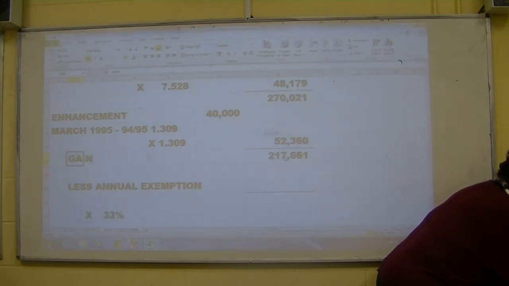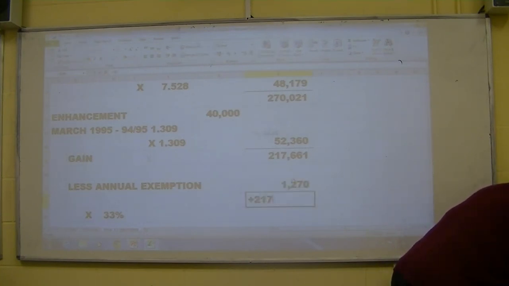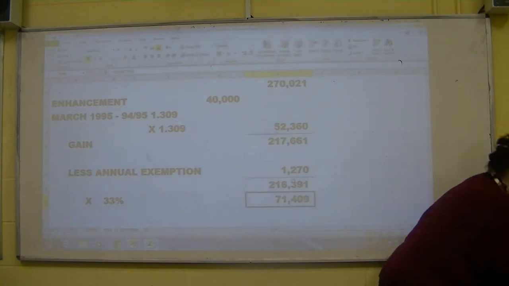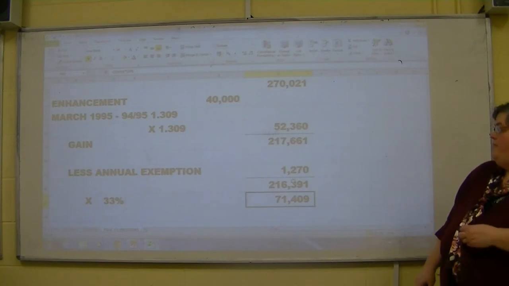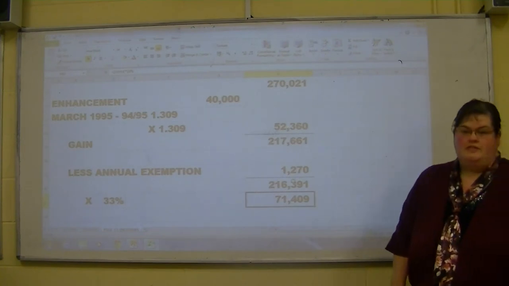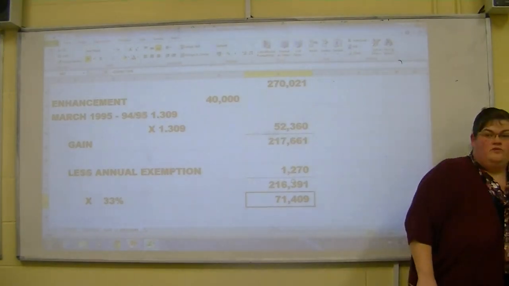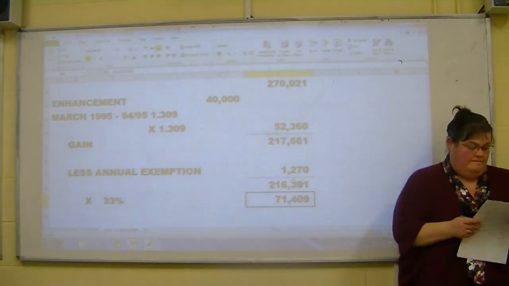She has the gain of 217,661, presuming she has no other gain. We go for an exemption of 12,700, and then we multiply that by 33% to get 71,409, yeah?